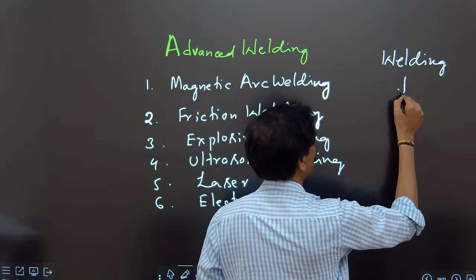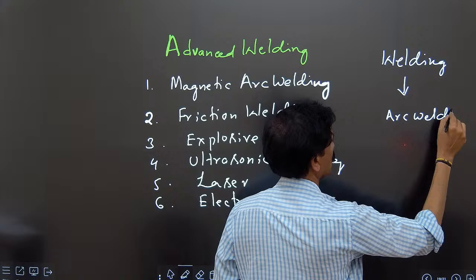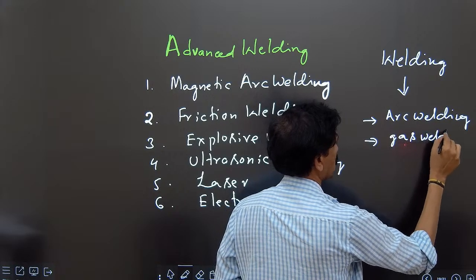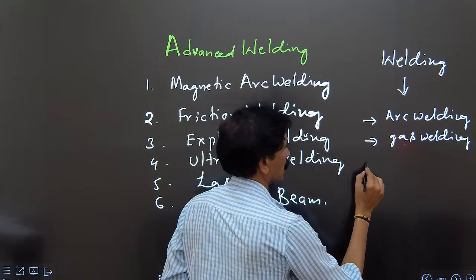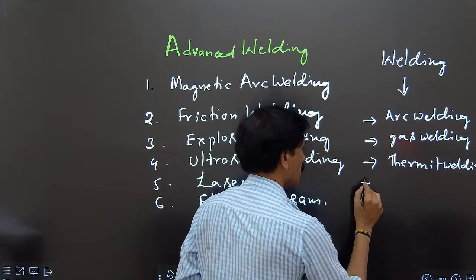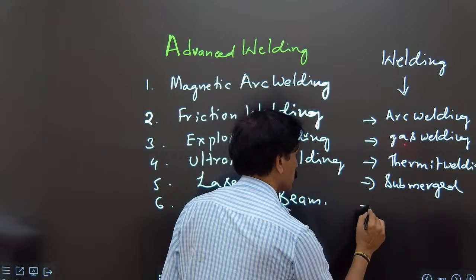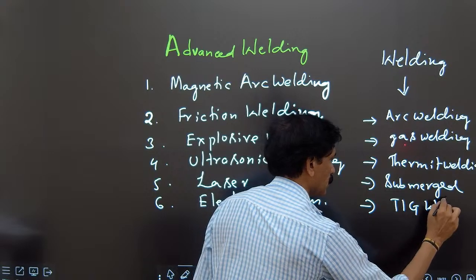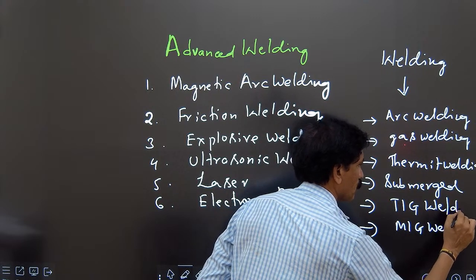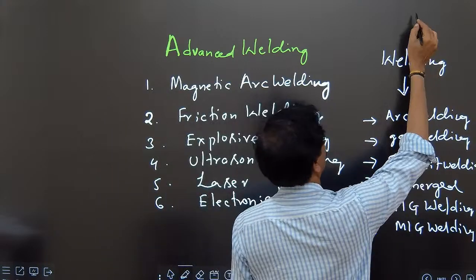So, traditional weldings are classified into arc welding, gas welding, thermite welding, submerged arc welding, TIG welding, MIG welding. These are the traditional welding classifications.